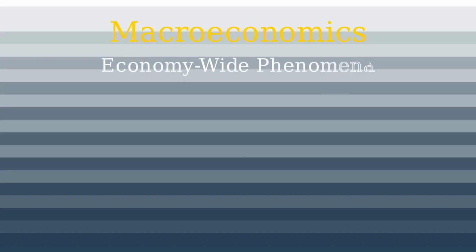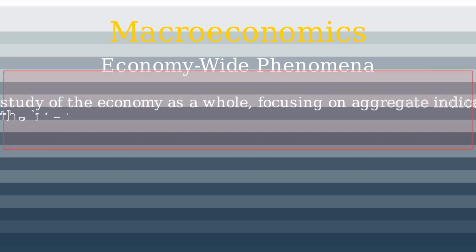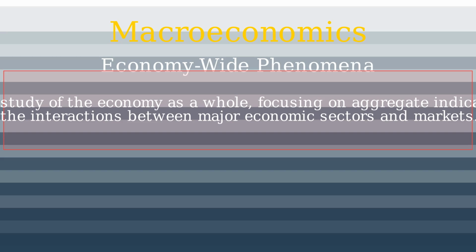Macroeconomics examines the economy as a whole, studying aggregate indicators and broad economic phenomena. Unlike microeconomics, which focuses on individual choices, macroeconomics looks at the entire economic system and how different sectors interact.